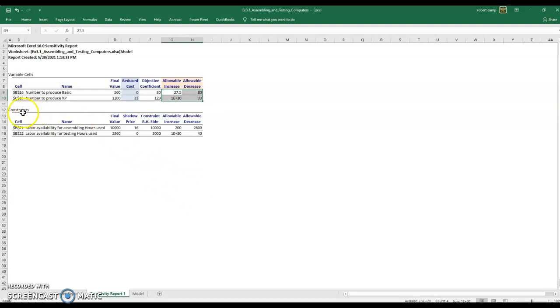In the next video, we're going to come down here and we're going to talk about what's going on in the constraints.